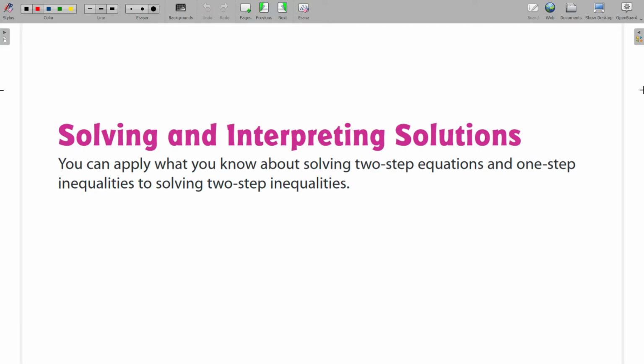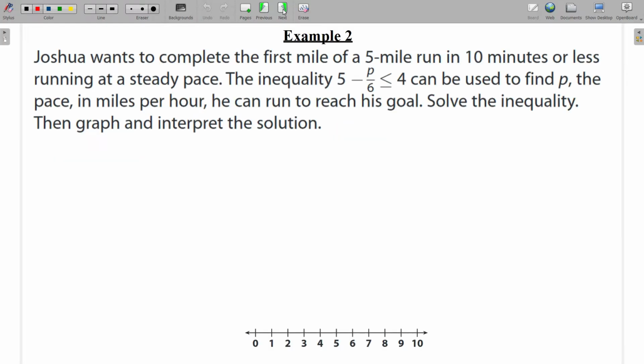Solving and interpreting solutions. You can apply what you know about solving two-step equations and one-step inequalities to solving two-step inequalities. In example 2, we're told Joshua wants to complete the first mile of a 5-mile run in 10 minutes or less, running at a steady pace. The inequality 5 minus p over 6 is less than or equal to 4 can be used to find p, which is the pace, in miles per hour he can run to reach his goal. Solve the inequality, then graph and interpret the solution.